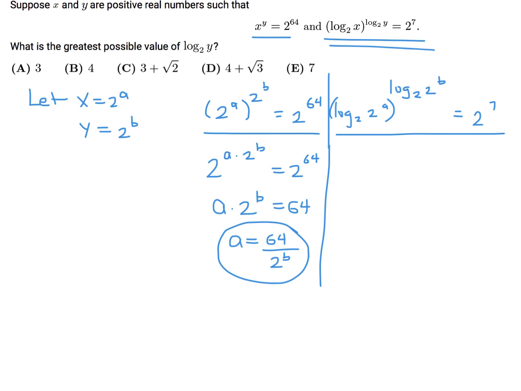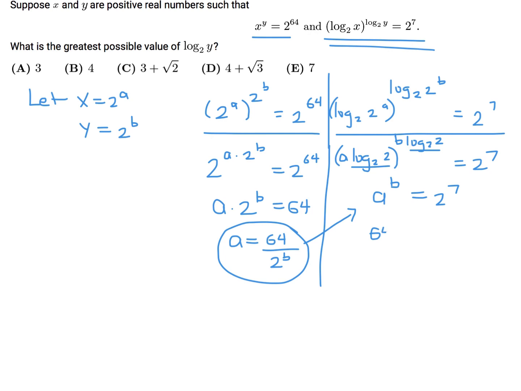Use some basic log rules first. You can put the a out front here, 2 to the power of 2 like that. And then the b comes out front, 2 to the power of 2 like that. And this is just 2 to the power of 7. Now this is just 1 and that's just 1. So this just becomes a to the power of b very quickly, 2 to the power of 7. So that's great. So now I'm going to substitute that into there.